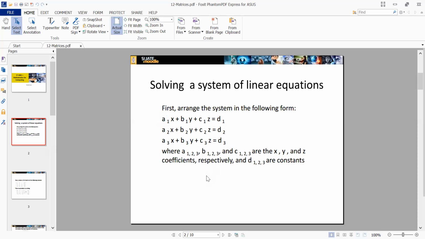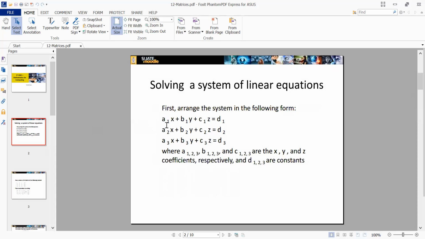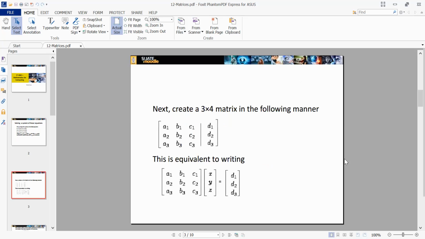Now let's see the next step: how to derive the matrices from these 3 equations. Look at here, in the first equation we have a1, b1, c1 and d1. Actually, you have to form a 3 into 4 matrix, then convert it into a 3 into 3 matrix. Let's see one by one. Write down the first equation.